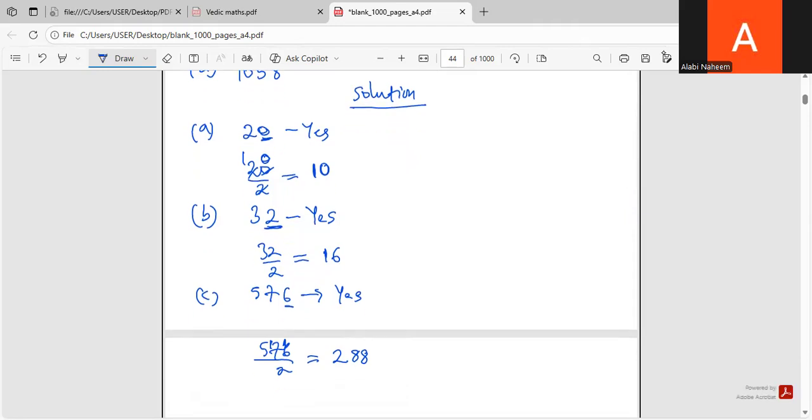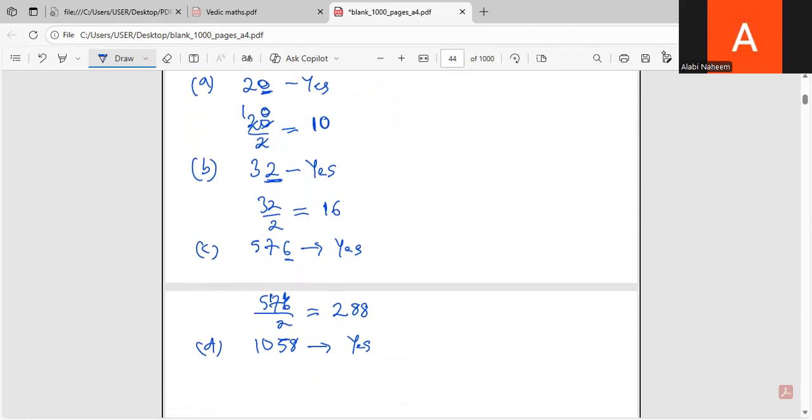And finally, 1058. Is it divisible by 2? Yes or no? Yes. Why do we say that? That's because it's ending in an even digit, which is 8. 8 is an even number. So 1058 is divisible by 2. Let's confirm that. 1058 divided by 2. 2 in 10, what do we have? We have 5. 2 in 5, we have 2, remainder 1. And then 2 in 18, we have 9. Can you see? That's 529. So it is divisible by 2.